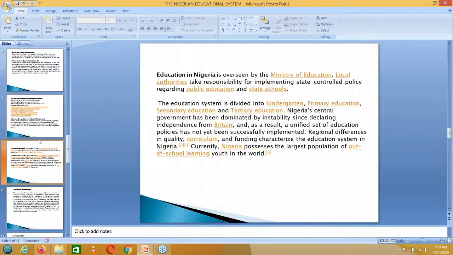Nigeria's central government has been dominated by instability since declaring independence from Britain. Now, one of the issues with Nigeria's educational system, especially public education, is that they don't care if the school is being managed well. They don't care about the affairs of the students. All they do is focus more on the private schools. They want the private schools.